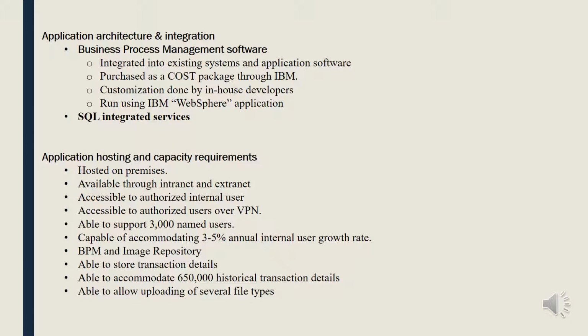Now, the system must be able to support about 3,000 named users, accommodate an estimated 3 to 5% annual internal user growth rate, handle an annual growth transfer request content of 3 to 5%, and store transaction details, including associated documents for a minimum of 7 years. And within 7 years, it must be able to accommodate approximately 650,000 historical transaction details, including documents.